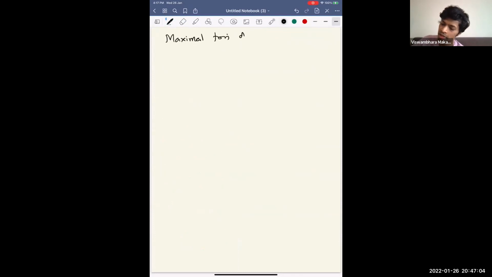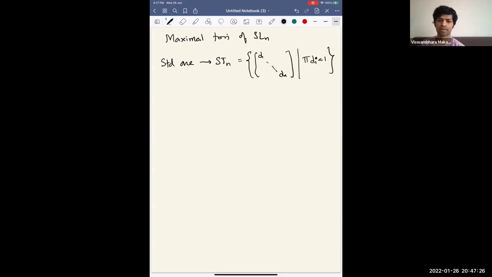So, maximal tori of SL_N. There's the standard one, which sometimes people call ST_N, which is basically the set of all diagonal matrices with the product of the d_i equal to 1, so that you're inside SL_N. So that's the standard maximal torus.